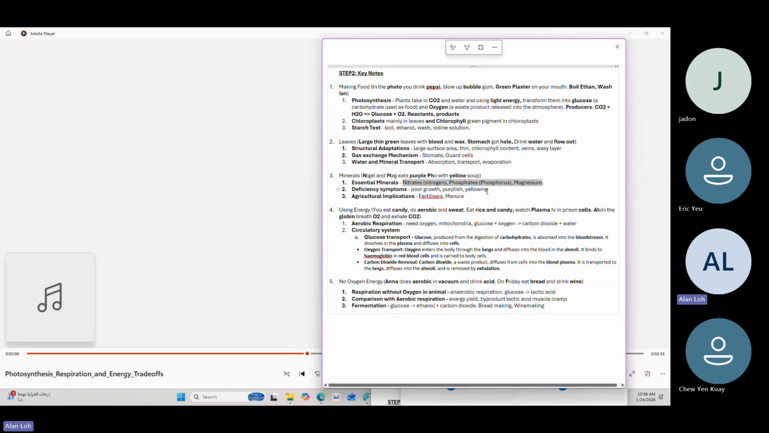But the one with the clearest visual sign is magnesium. Why magnesium? Because it's a core component of chlorophyll itself. So no magnesium, no chlorophyll. The plant can't capture light. And you see it right away. Severe yellowing of the leaves.